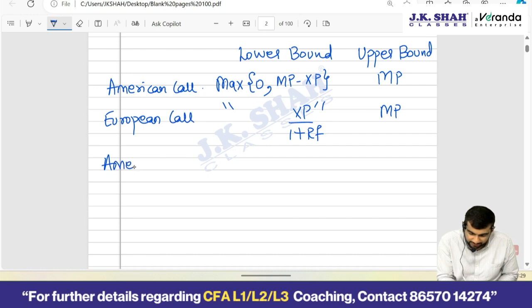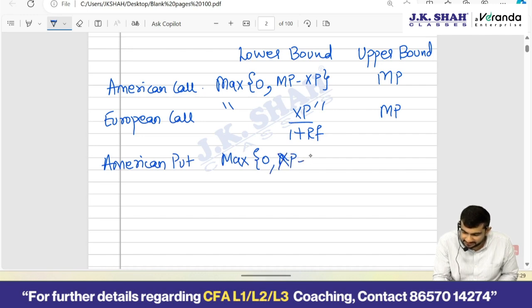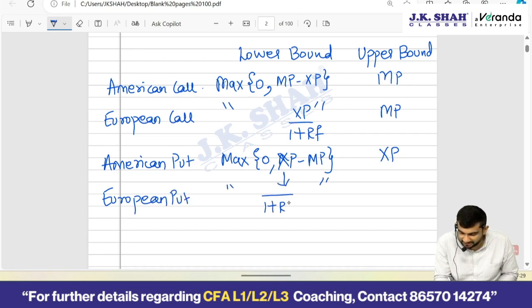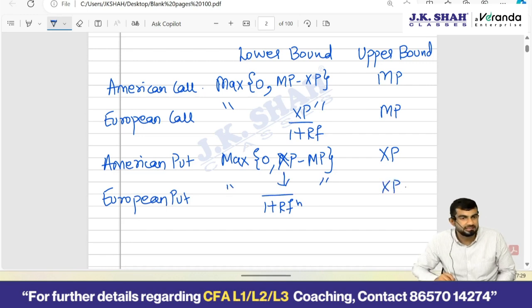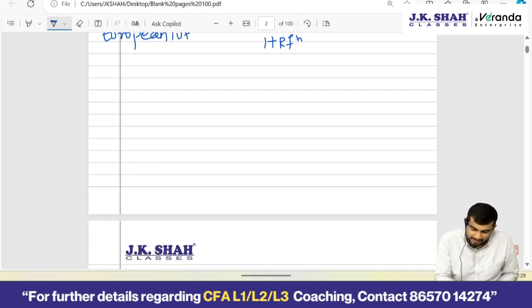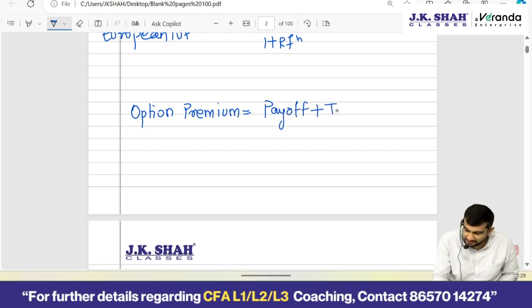For American put, as we just discussed, maximum of 0, XP minus MP, and upper bound will be exercise price. And similarly for European put, same to same as above, just that XP discounted at the risk-free rate and upper bound remains the same. Okay, now if I ask you the breakup of option premium, it is broken down into what? Two parts: payoff, which is the exercise value as we just discussed, plus time value.